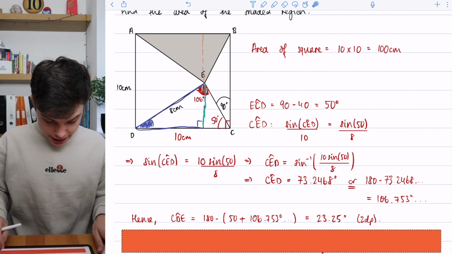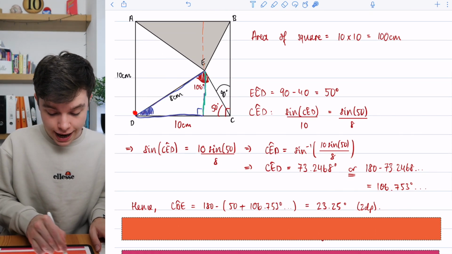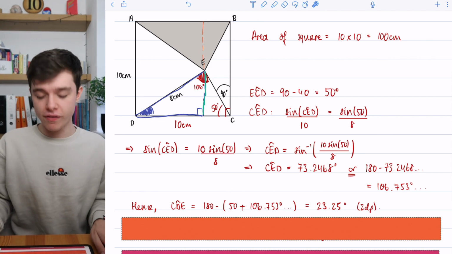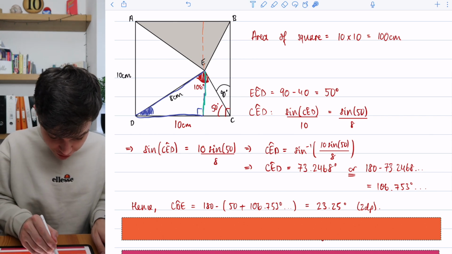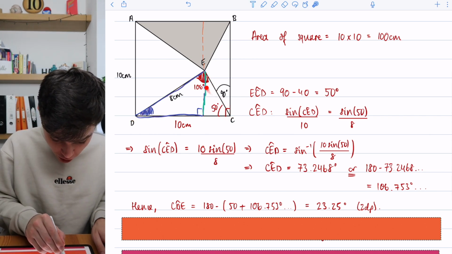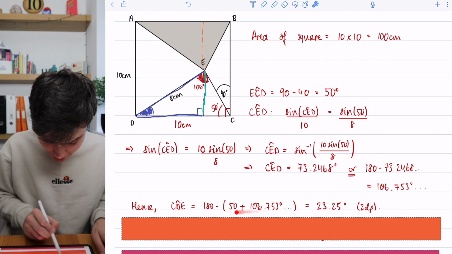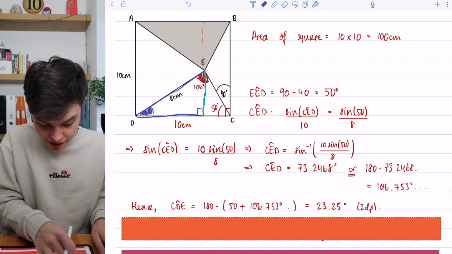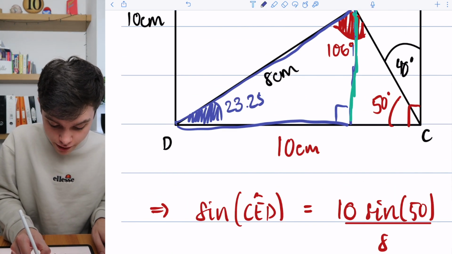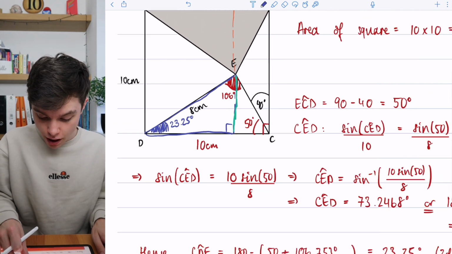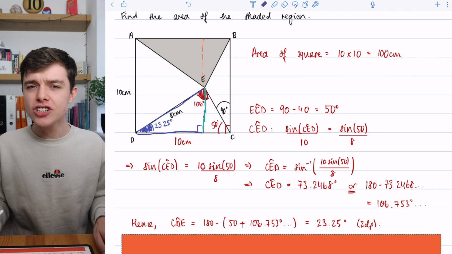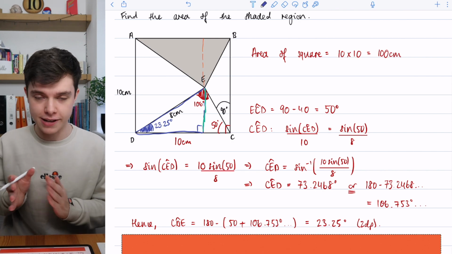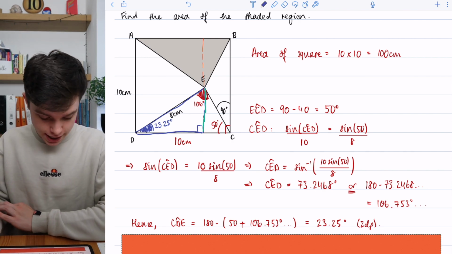So, we know it's a triangle, so we know the angle sum of a triangle is 180 degrees. So we can just take away what we've already got. From this triangle here, we've got 106 and 50, so take that away from 180 will give me 23.25. So this angle here is 23.25 degrees. Hopefully this is making sense so far. It actually isn't very complicated maths that you're doing, it's just knowing the order to do it, and that's why I've actually written the solution out already.